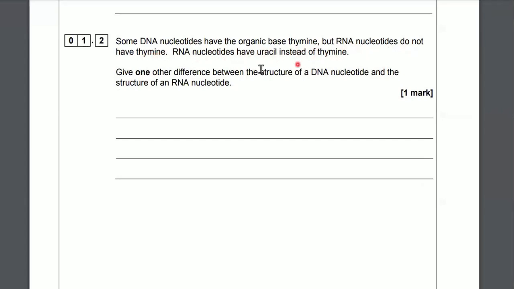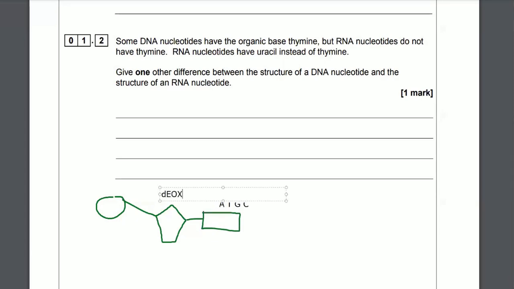Okay, 1.2. Some DNA nucleotides have the organic base thymine, but RNA nucleotides do not have thymine. RNA nucleotides have uracil instead of thymine. Give one other difference between the structure of a DNA nucleotide and the structure of an RNA nucleotide. So here I'm drawing out the structure of your DNA nucleotide. You should be able to remember the 3 main parts of a DNA nucleotide. You have your nitrogenous base, which can be adenine, thymine, guanine, or cytosine. You have your deoxyribose, which is a pentose sugar, and you have a phosphate group. So there's your DNA nucleotide.